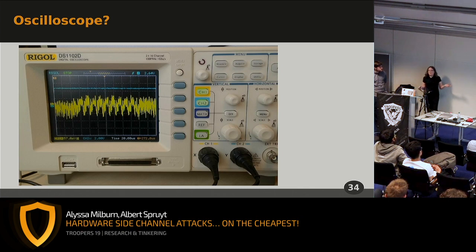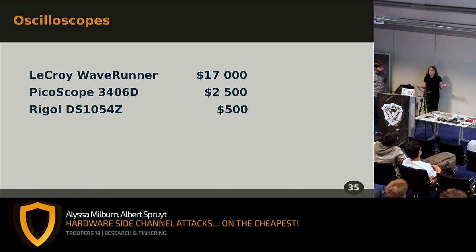The thing is, if you start asking side channel experts what kind of oscilloscope you should get, they start saying, oh, you should buy the LeCroy we have in the lab. No. And realistically, even these Rigol scopes, which are lovely and cheap and work great, are still several hundred euros. It's a lot of money.